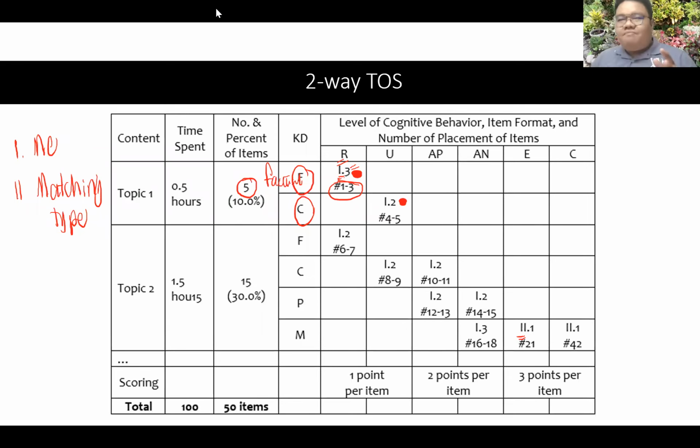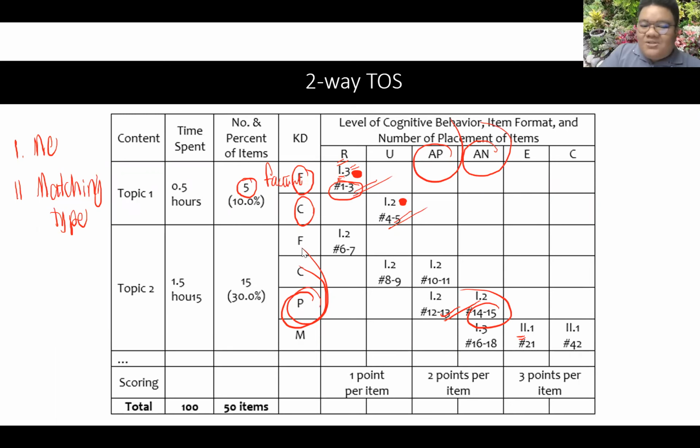Para if your instructor or teacher will be asking you, or if your dean or principal will be asking you, okay, saan na dito yung remembering questions mo? You'll be able to show, ma'am, nandito po. Items 1 to 3 are remembering. Items 4 to 5 are understanding. Items 12 to 13 are actually procedural and then application. Whereas items 14 to 15 are procedural and then analyzing. Okay? So yan po yung tinatawag nating two-way TOS.